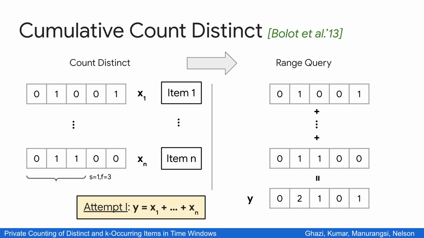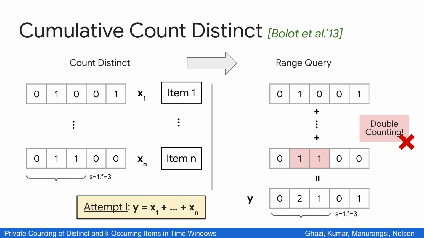For example, let's say we want a cumulative query from 1 to 3. Then here, if we try to use the range query from 1 to 3 to answer this cumulative query, we would be double counting this n element since it appears in both the second and the third time step. Whereas in CalDistinct, we want to count it only once. So how do we solve this problem?